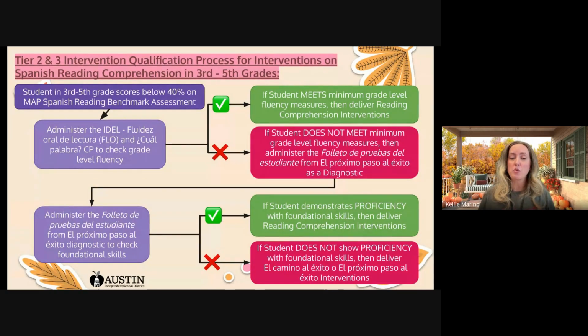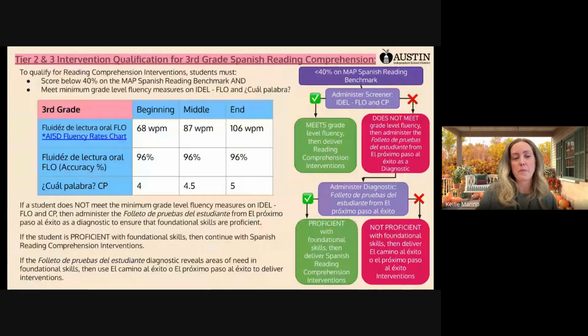So just like English, we have 2 paths that lead towards reading comprehension interventions and 2 paths that send us to foundational skills. This is the same information as before, but now we're tailoring it for each grade level.